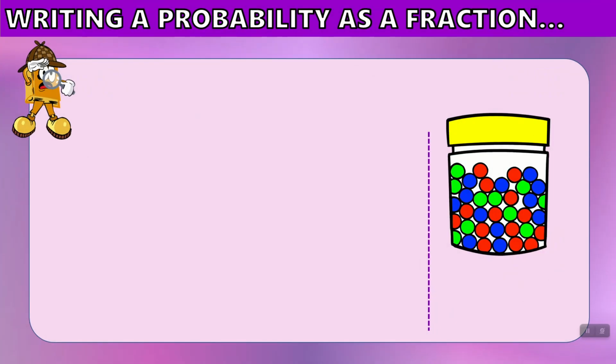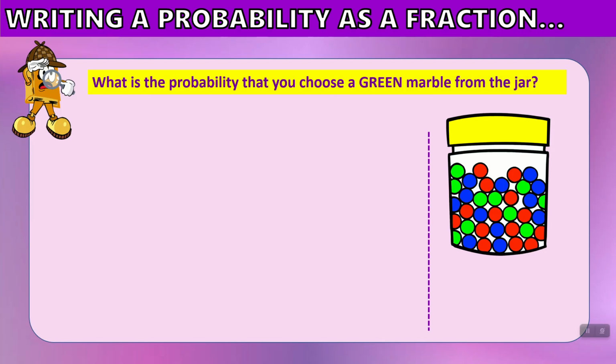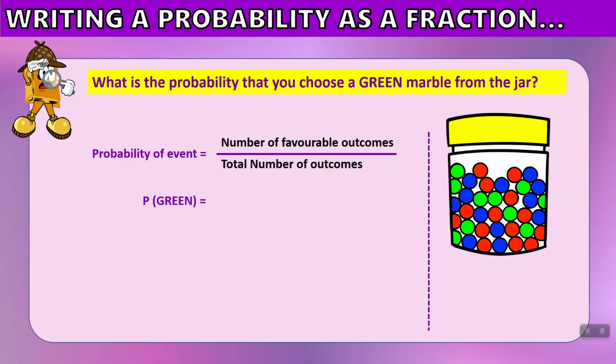What about this jar of marbles? What's the probability that you will choose a green marble from the jar if you weren't looking? Again, here's the probability formula. And the probability of green means how many green marbles are in the jar. Now to help you, I've counted them, and here are the blue, red, and green marbles. There are 12 blue, 14 red, and 10 green. And so how many green marbles are there?